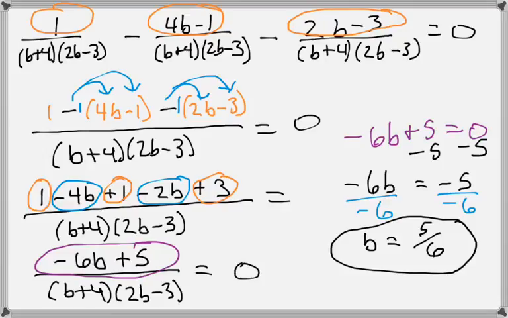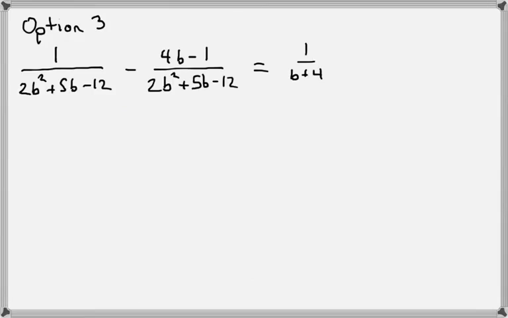So let's take a look at this problem one more time, and let's use our third option for solving this one. Our third option was to go ahead and, without moving the fractions anywhere, just find your common denominator. And again, since we've already worked this problem out, I'm going to go ahead and replace these denominators with the factored form. So we're looking at a 1 over (b plus 4)(2b minus 3). We already factored that before, so I'm not going to show you how to factor it again.